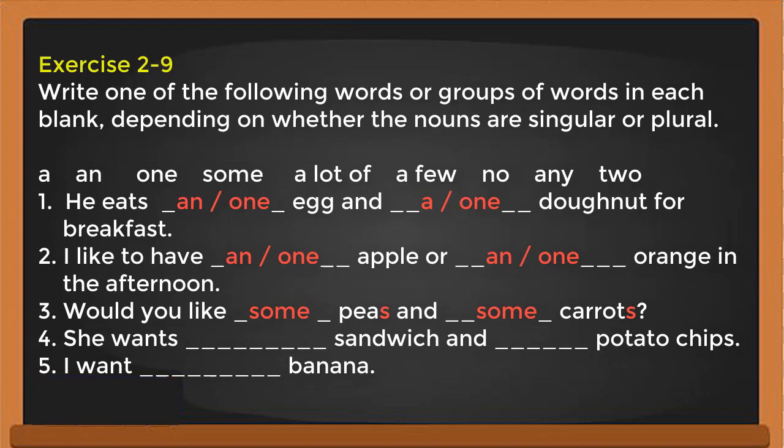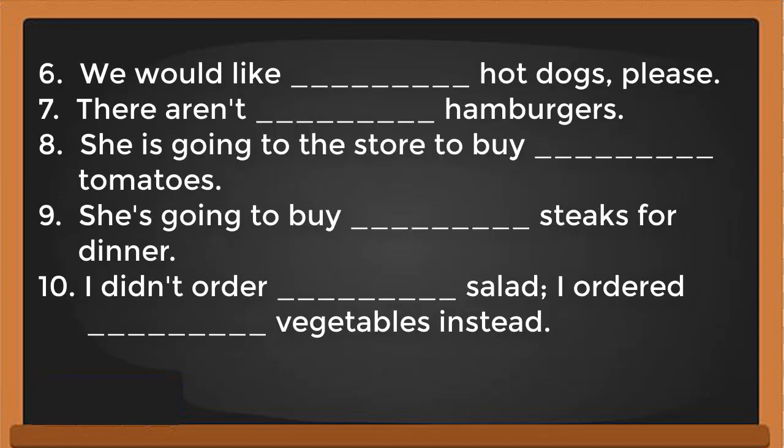Number 3: would you like blank peas and some carrots? Here there is s with carrots and peas, so you have to answer with some peas. Can I answer with a lot of peas? Yes, you can. Or would you like a few carrots? Yes, you can answer that, but it's rather strange. So I suggest you answer with some. Would you like some peas? It's better that way.